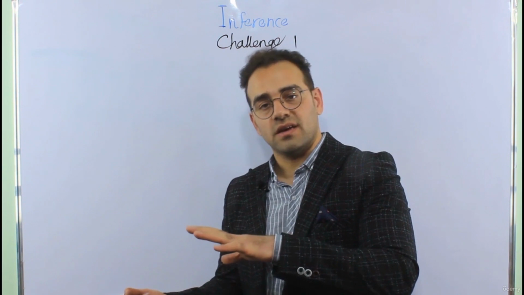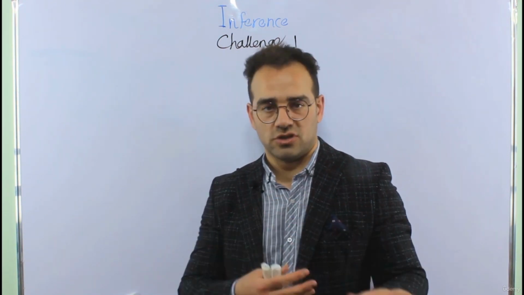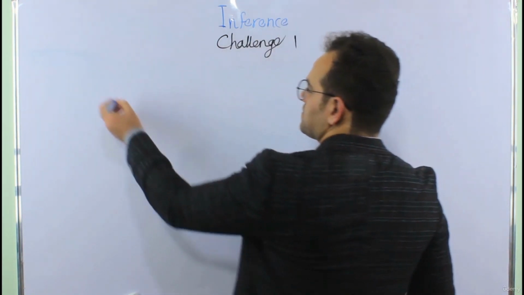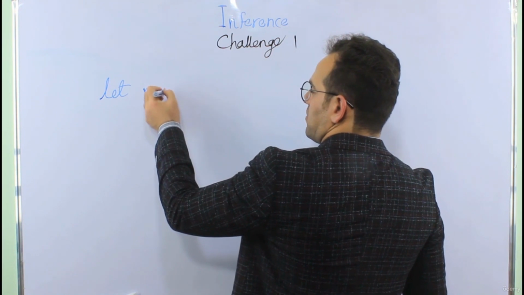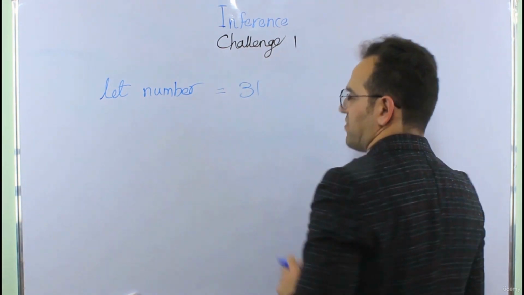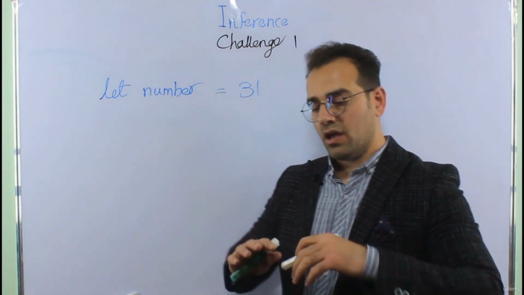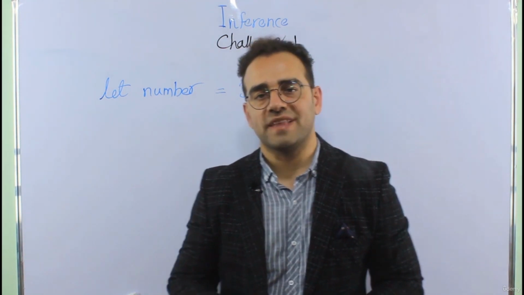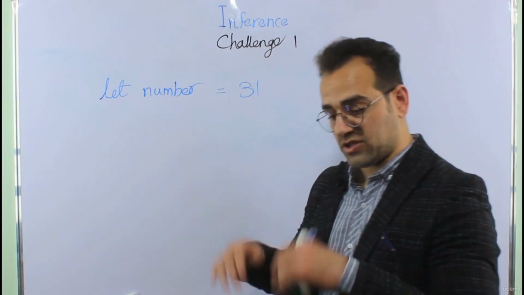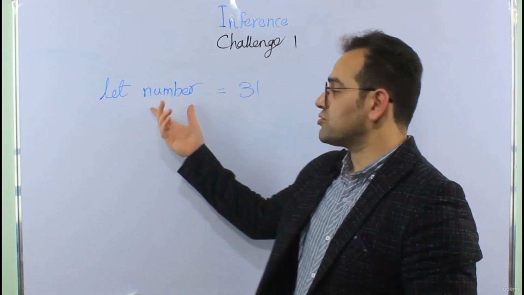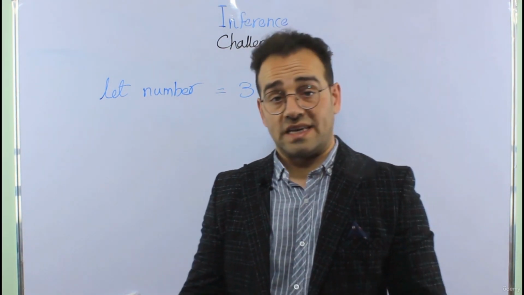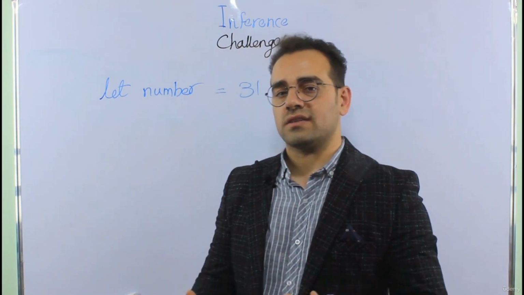So first off, let's create a variable and assign a number to it, with no type annotation, like simple JavaScript. So I'm going to say let number, and I'm going to assign to it a value of 31. Now there is something in TypeScript that is called inference. Inference in TypeScript comes into the picture whenever you create a variable, or a function, or an object, or a class, and you do not type annotate that.